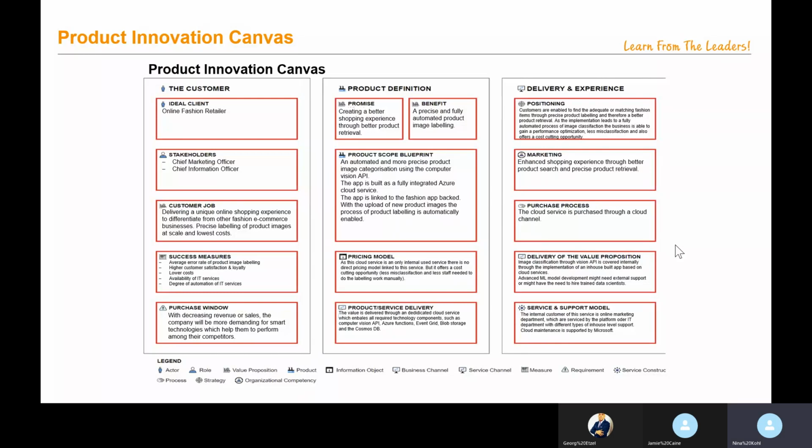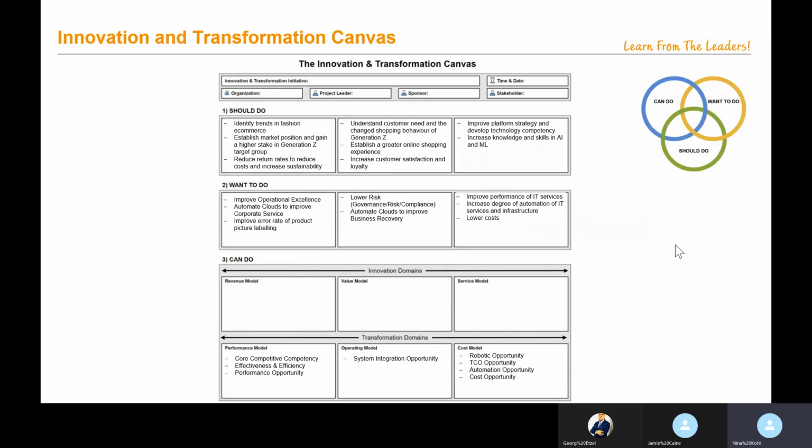And what I did in the next step is that I had a look at the innovation and transformation canvas, because I asked you the questions, okay, I understand what you want to do, but what should you do and what can you do out of it? So what you should do to drive digital transformation is to identify trends in fashion e-commerce, establish a market position, reduce your return rates and reduce costs to increase sustainability, understand your customer needs, establish a greater online shopping experience, increase customer satisfaction and loyalty, improve your platform strategy, develop technology competency, and increase your knowledge and skills in artificial intelligence and machine learning.